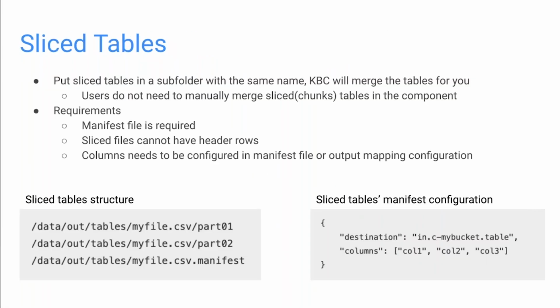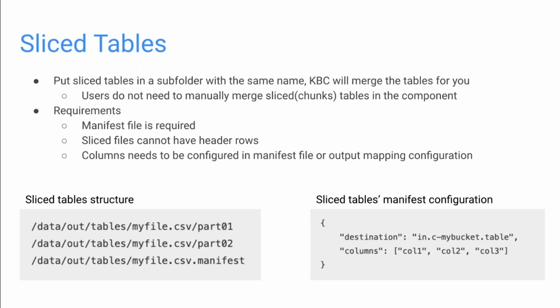So earlier we talked about slice tables. Now we're gonna give you more details about it. A slice table is essentially putting tables in a subfolder with the same name. KBC will then merge those tables for you, meaning that users do not need to manually merge slice tables in the component.